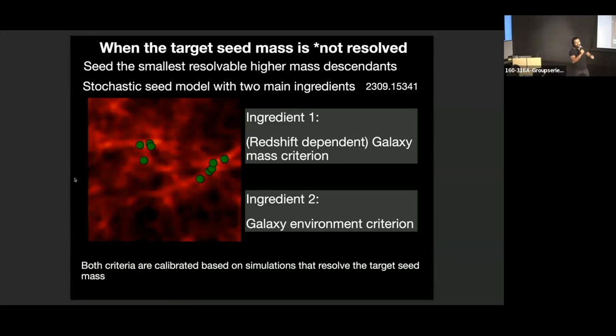And in the interest of time, I'm going to go through this rather quickly. The key point is, in order to faithfully represent these descendants, consistent with what the highest resolution simulations with the gas-based seed model predict, we need two major criteria. Actually, we need more, but primarily two. The first criterion is a redshift-dependent galaxy mass criterion, and the second criterion is the galaxy environment criterion, both of which are calibrated against these highest resolution gas-based seed model simulations.